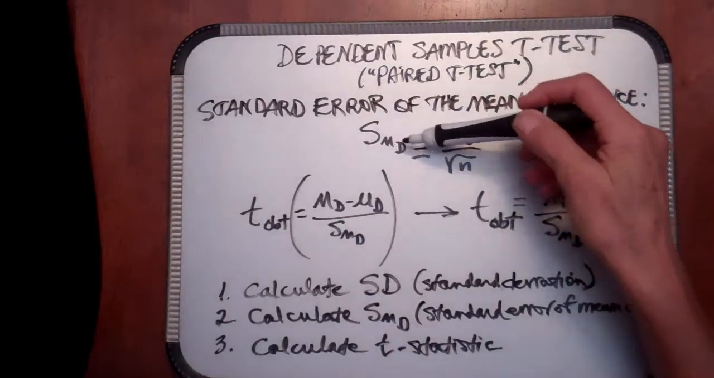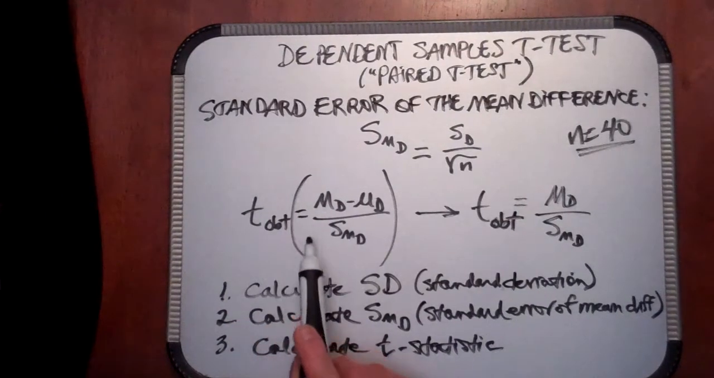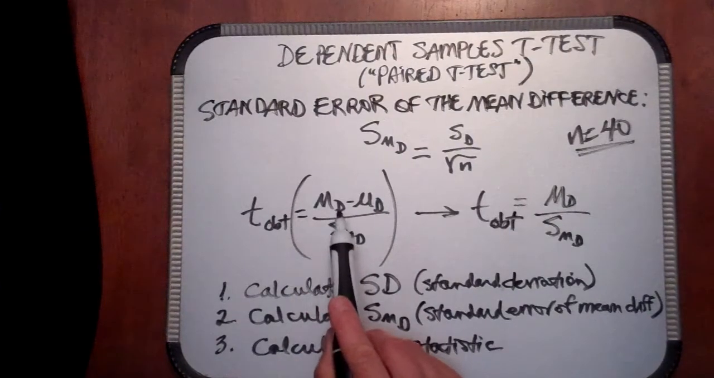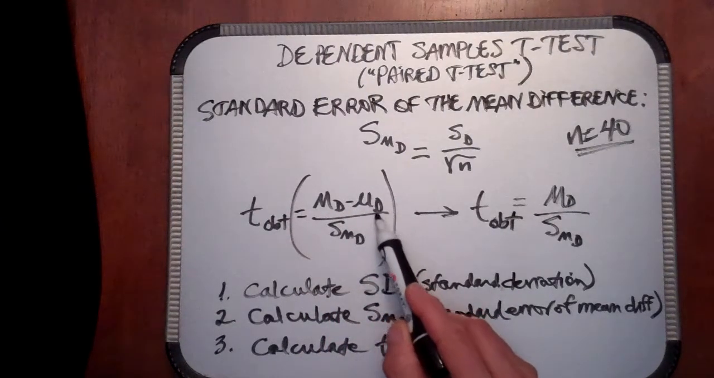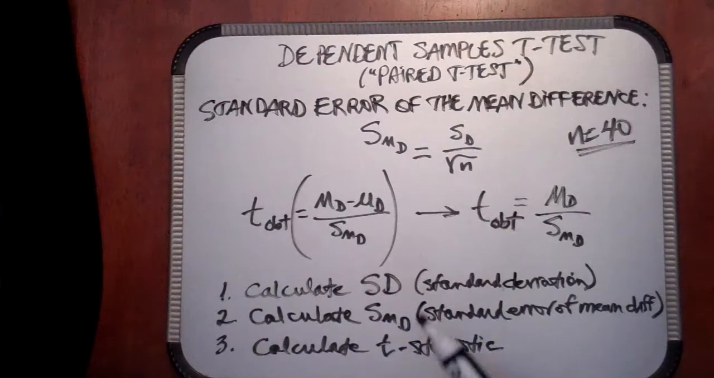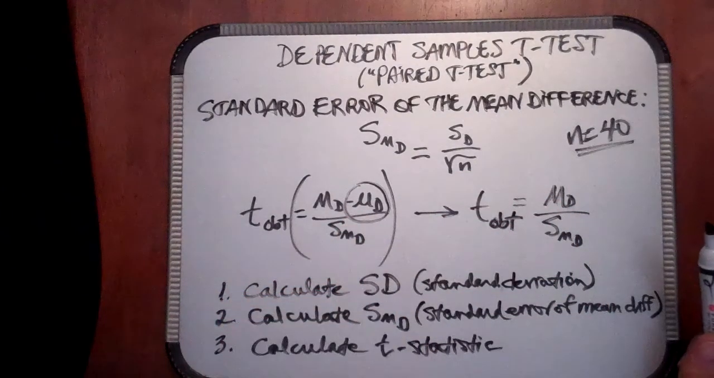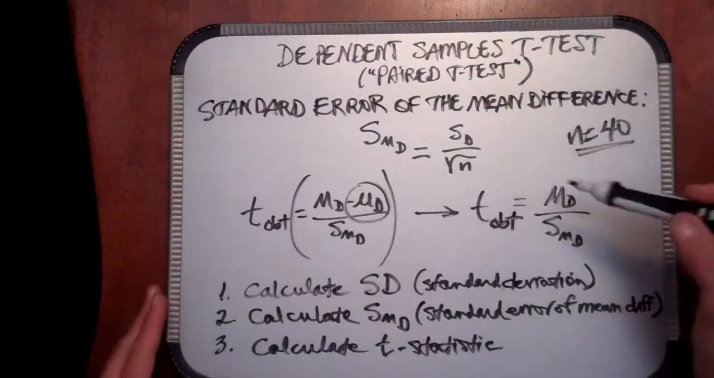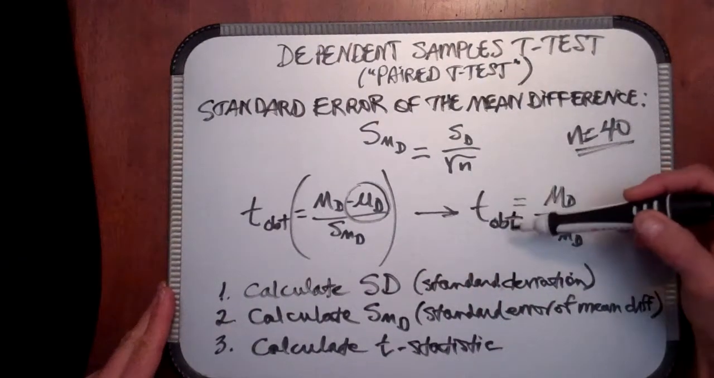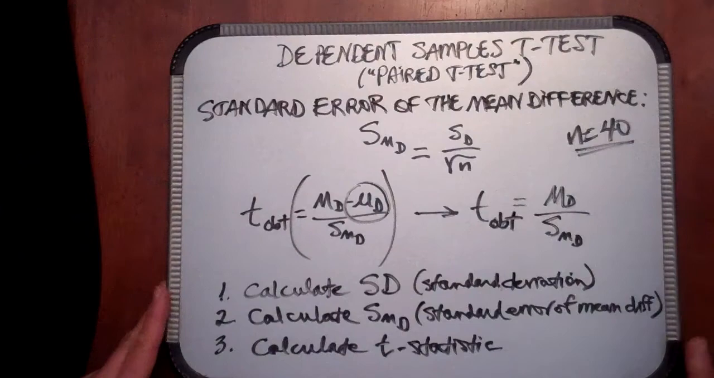And then once you have the standard error of the mean difference, you calculate your t value in this way. You take the mean difference that was observed minus the population mean difference divided by the standard error of the mean difference. Now notice something. Because the population mean difference is hypothesized to be 0, we actually don't have to include that term in our calculation, right? We can just drop that because that value is 0. So now t obtained becomes a little bit simpler. It's simply the mean difference divided by the standard error of the mean difference.